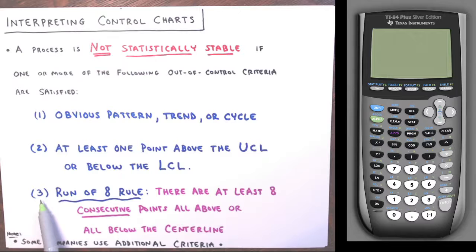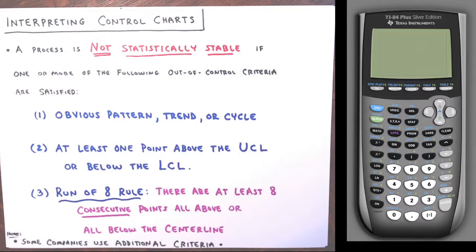And then number 3, the run of 8 rule. I've seen some books where it's run of 7, but the text I'm pulling this out of is just using the run of 8 rule. If there are at least 8 consecutive points all above the center line, or at least 8 consecutive points all below the center line, then we'll say the process is not stable, not in control.